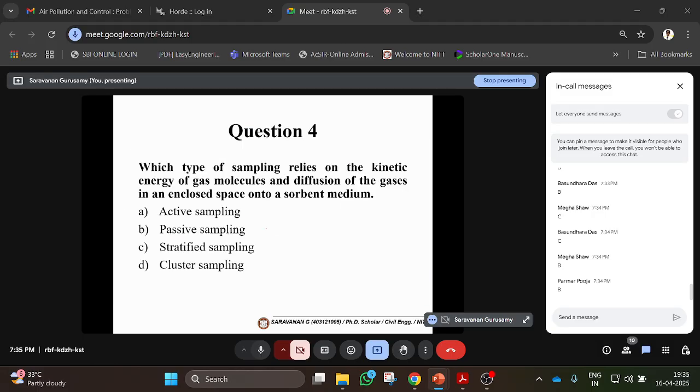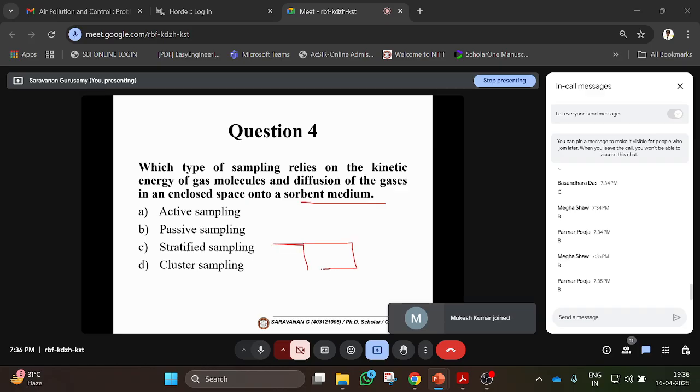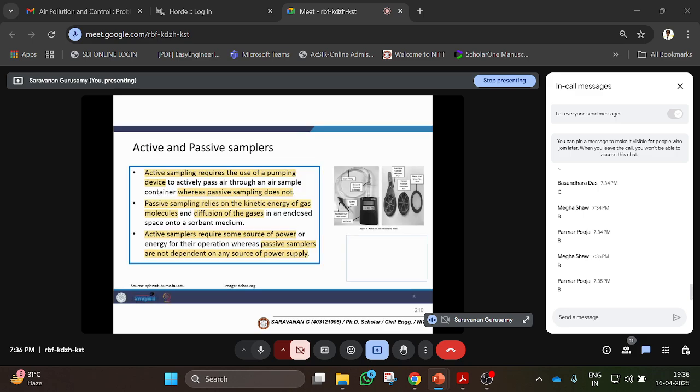Which type of sampling relies on the kinetic energy of the gas molecules and diffusion of the gas in an enclosed space on a sorbent medium? There are different sampling types: active, passive, stratified, and cluster sampling. What is it called? Passive. Active sampling requires the use of a pumping device, but passive sampling only relies on kinetic energy. It will move on its own and diffuse without any pumping mechanism. That's why active requires a pump, passive requires no pump.